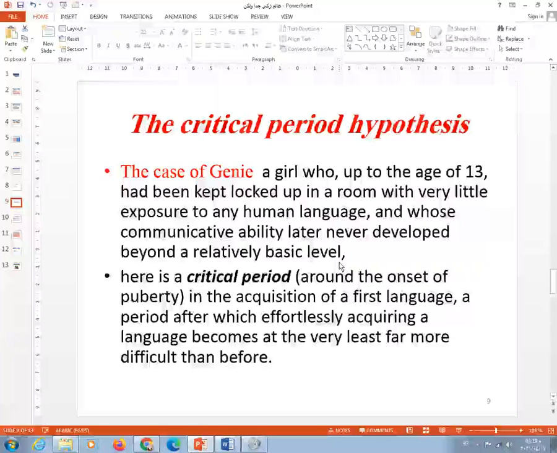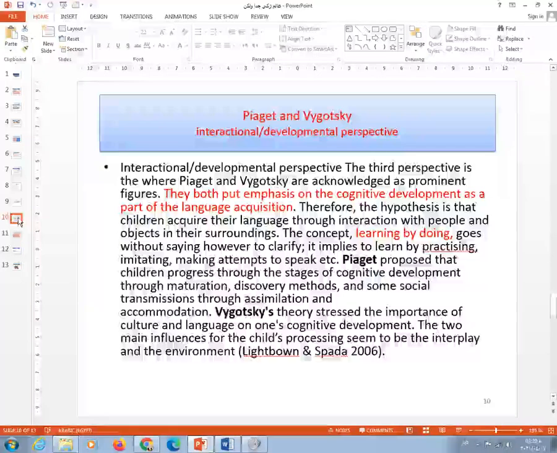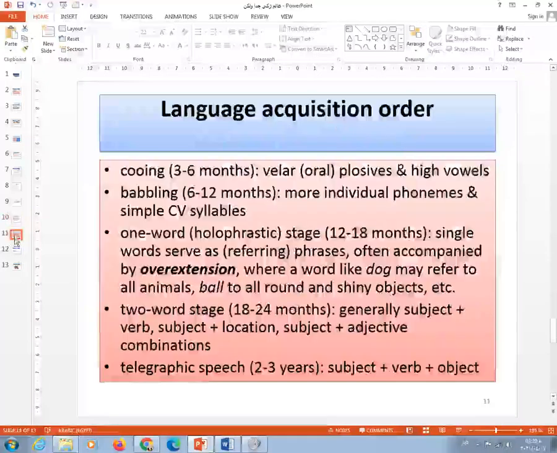So what we can say here is that there must be some sort of interaction between what we have, our innate faculty, and our environment. This is something that no one can deny. Okay. Here is acquisition order.